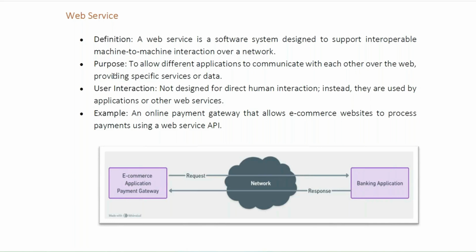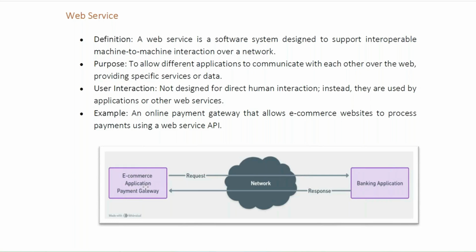It's a kind of URL. So these web services will be used by other web services or applications. It is not meant for direct interaction. An example of a web service can be an online payment gateway that allows e-commerce websites to process payments using a web service API. For example, assume that this is an e-commerce application, say Amazon.